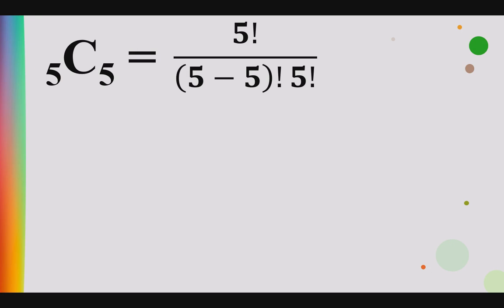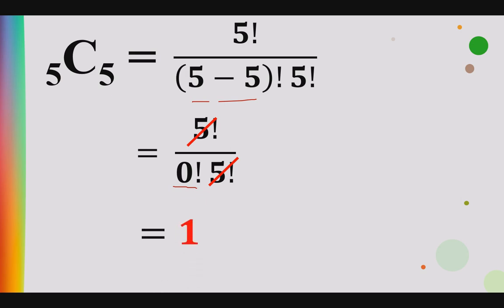Of course, una natin i-evaluate kung nasa loob ng parentheses, which is 5 minus 5 or 0 factorial. 0 factorial is equal to 1, di ba? So, 1 na lang yan. Then, pwede natin i-cross out yung 5 factorial kasi pareho silang meron sa numerator at denominator. So, the answer is 1 kasi 1 na lang ang natira. Kapag equal ang n at r sa combination, ang sagot is equal to 1.